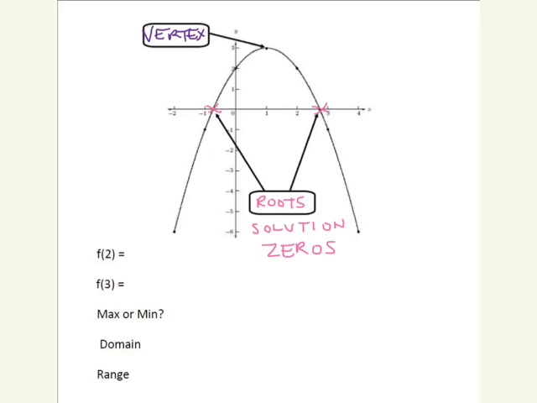If the function when x is 2, so I'm going to find 2 on the x and just draw a line up there, and it looks like it's 2. When f is 3, it's approximately -1. Is this a max or a min? This is a max. The domain is all real numbers. And the range, because it is a max, we're going to put y is less than or equal to whatever the y value of the vertex is. I believe it's 3. And we're done.